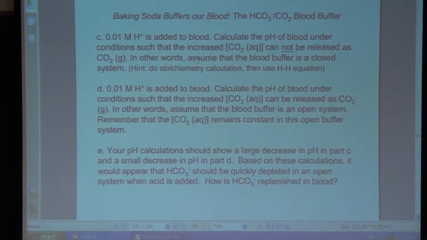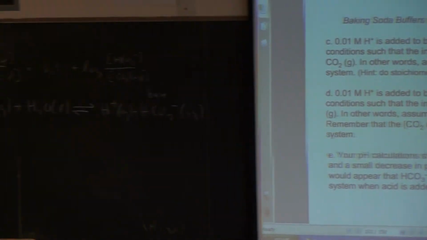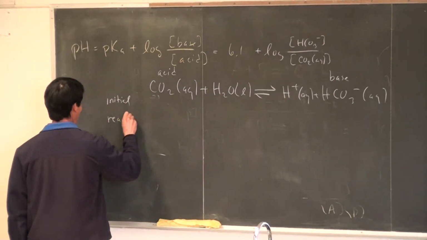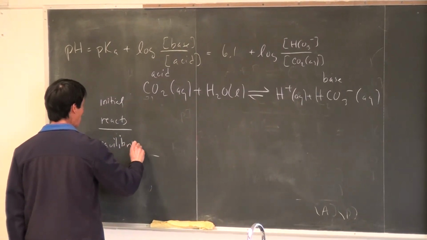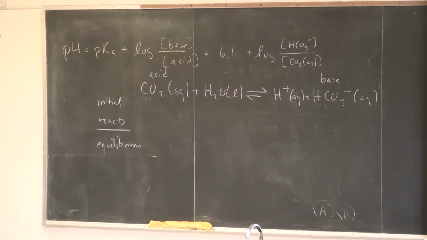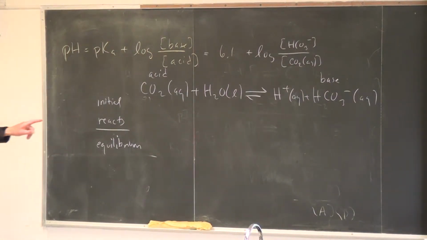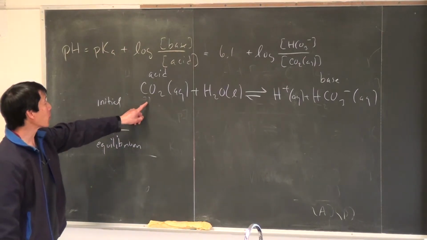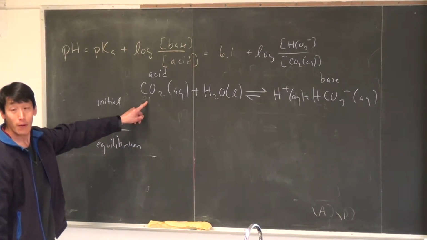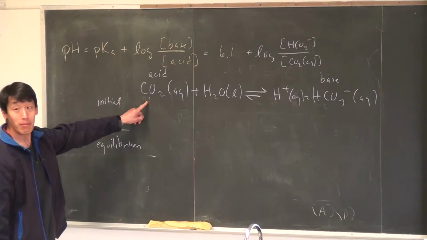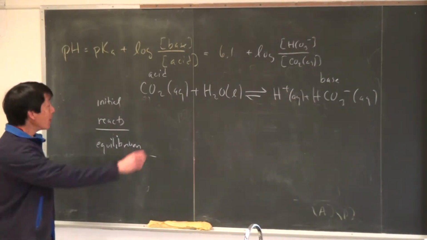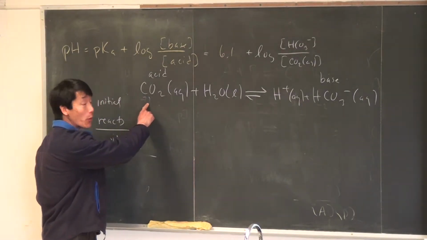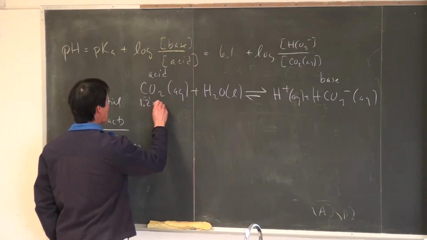Okay, so remember, here's what we've been doing. This is our stoichiometry calculation. What we want to do for question C is to fill in the blanks here. What's the initial amount of CO2? Yeah, this is that number you calculated in the previous question. This is going to be 1.2 times 10 to the minus 3.